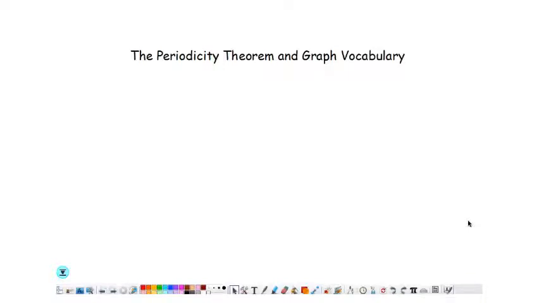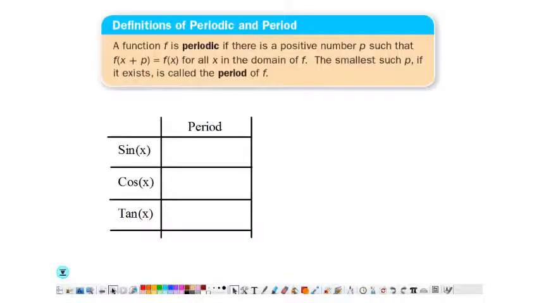Okay, so we're going to start talking about how to graph sine and cosine and how to change their graphs. So we're going to start that topic by talking about periodicity and then basic graph vocabulary. So what are periodic functions and what is the period of a function?